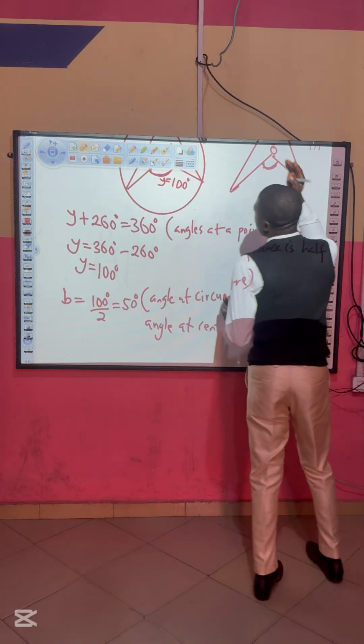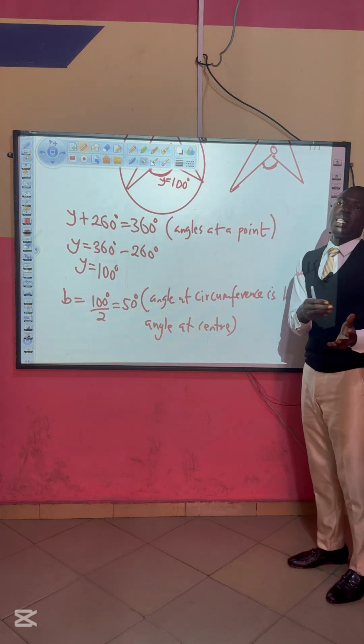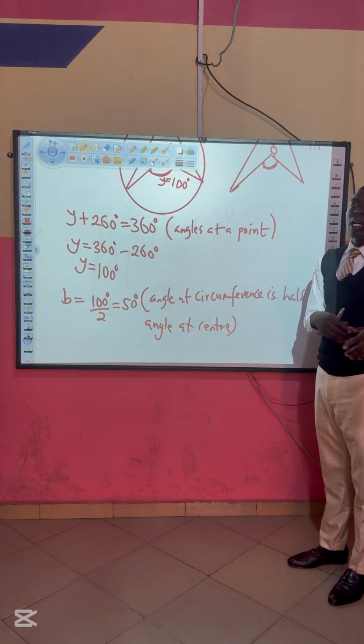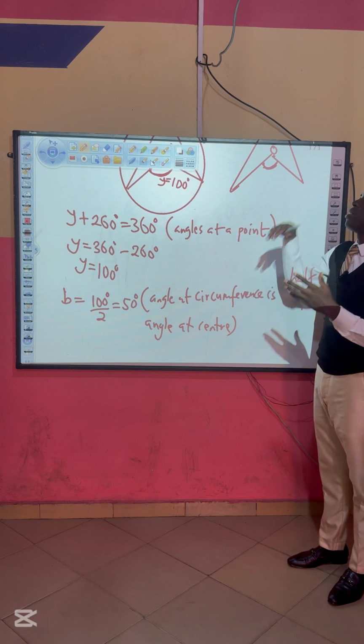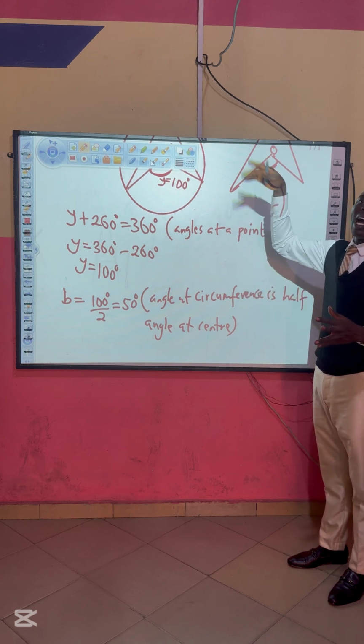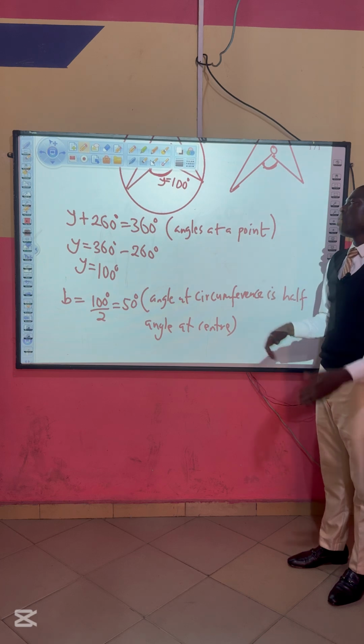If they give you the angle at circumference and tell you to find the angle at the center, you multiply by 2 to find the angle at the center. But if they give you the angle at the center and you are told to find the angle at any other part of the circumference, you divide it by 2.